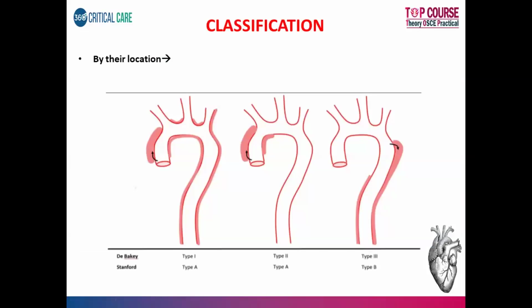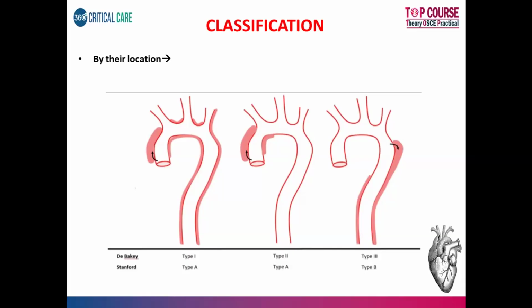So coming to the classification of acute aortic dissection. So it has been broadly classified. One is by their location or the site, and the second one is by the chronicity. So by the location, two important classification systems are there. One is the DeBakey's classification. The other one is the Stanford classification. So DeBakey's classification has 3 types, type 1, type 2, type 3, and Stanford has 2 types, the type A and type B.